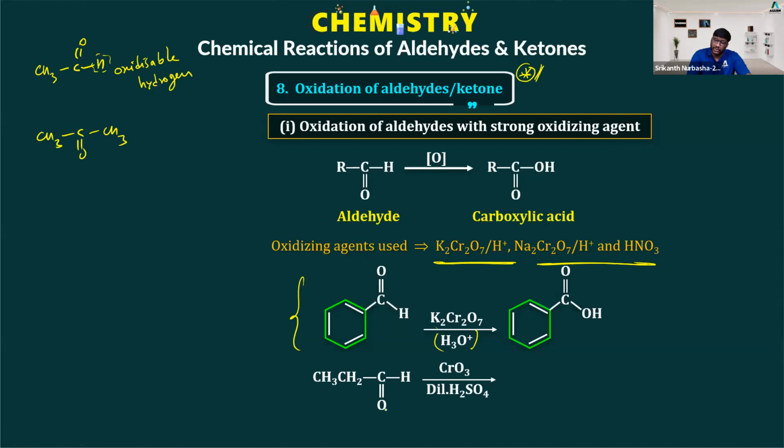Same, CH3 CH2 C double bond O, H, with chromic oxide. Whenever you treat with H2SO4, in the acid medium, CrO3 will behave as a strong oxidizing agent. Jones reagent, this one, CrO3, concentrated H2SO4, acetone. So the C double bond O-H will be converted, and CH3 CH2 C double bond O-H is obtained.